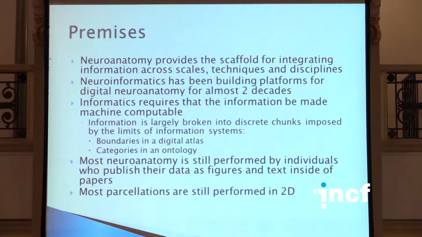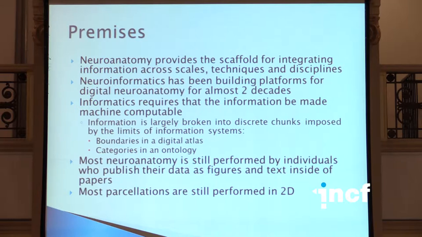But for a long time, I've run the program on ontologies for neural structures for the INCF and have been long involved in trying to figure out what a next-generation platform for neuroanatomy might look like. So the reason that this session has the title that it does is that it's become apparent over many, many years, we've been building scaffolds that use neuroanatomy as a way to place information both spatially and terminologically with reference to the neural space. So anatomy is very foundational to how we build information systems in neuroinformatics.